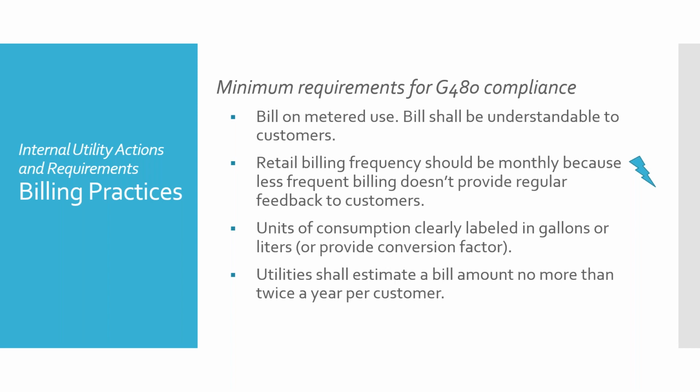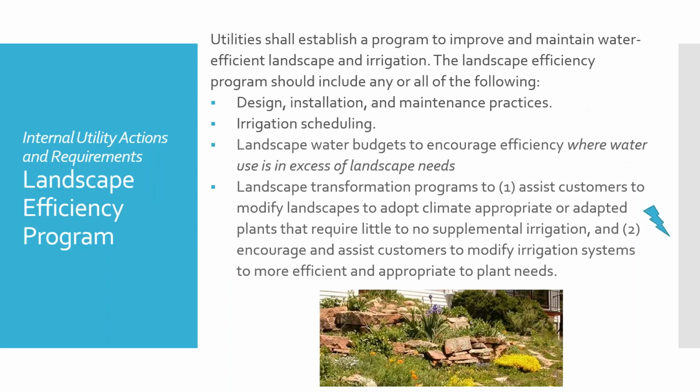But another new requirement is the last bullet, which is limiting the number of estimated bills to no more than 2 times a year for our customer. So we've got the meters now, so we want to see those meters in use and people being billed for the water that they're actually using, not having it estimated. Next slide. So now to landscapes.